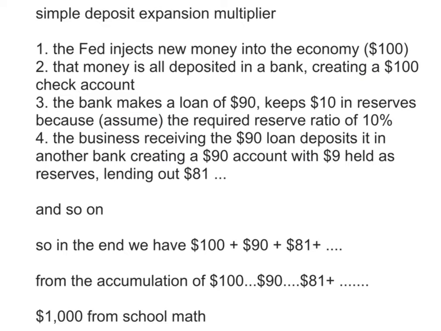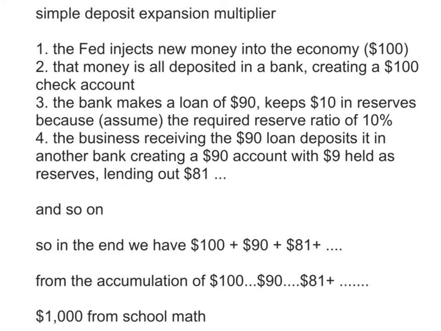The business takes the $90 and then goes to its own bank, deposits the $90 into that bank, creates a check account with it. That bank in turn keeps the minimum reserves, which is 10% of $90 or $9. That leaves bank number 2 in a position where it can loan out $81. And let's suppose this continues indefinitely.